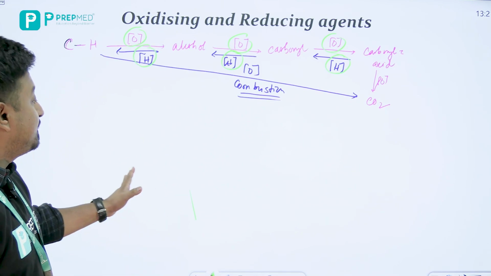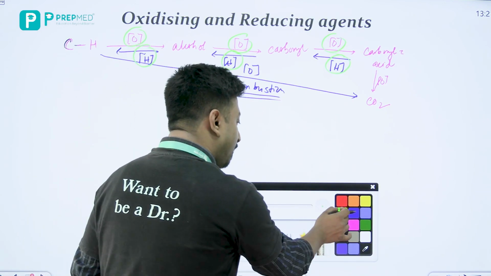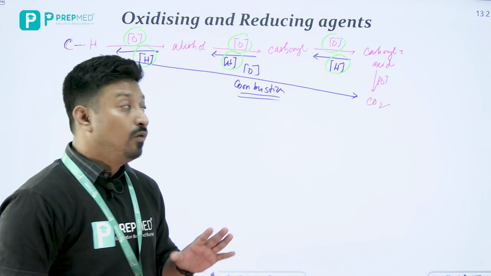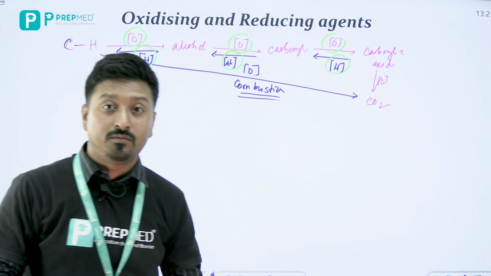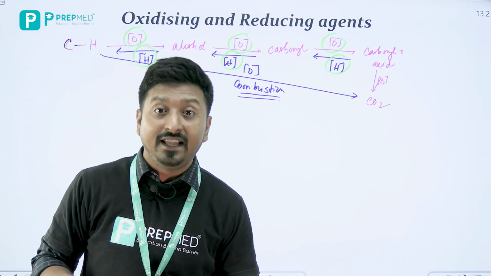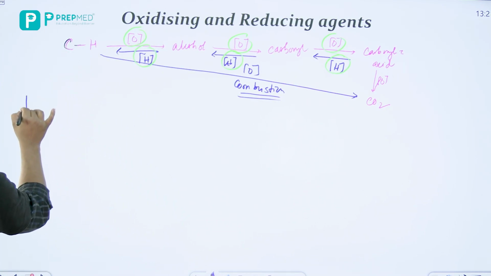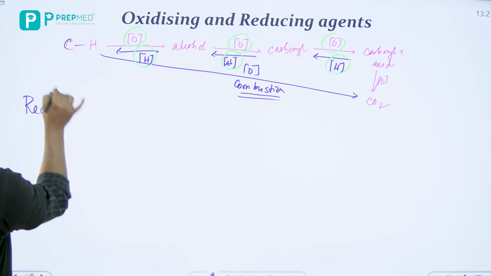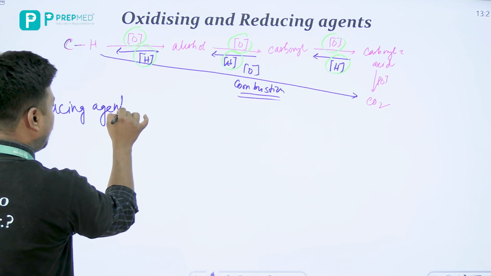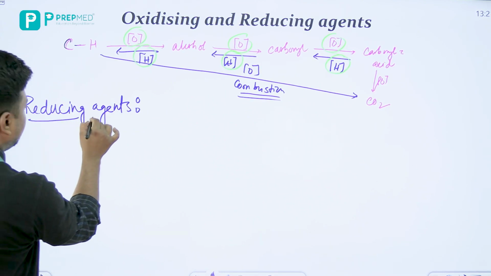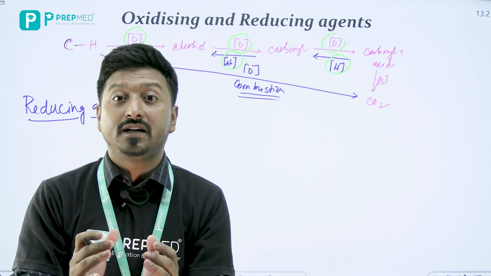In between, there will be some cases where we can directly jump from one point to another, or we can easily go from carbonyl to hydrocarbon. We can easily go from carboxylic acid to hydrocarbon. So it is basically an interlinked thing. Now, first we will talk about the reducing agents. So all of you should make a heading: the reducing agents.